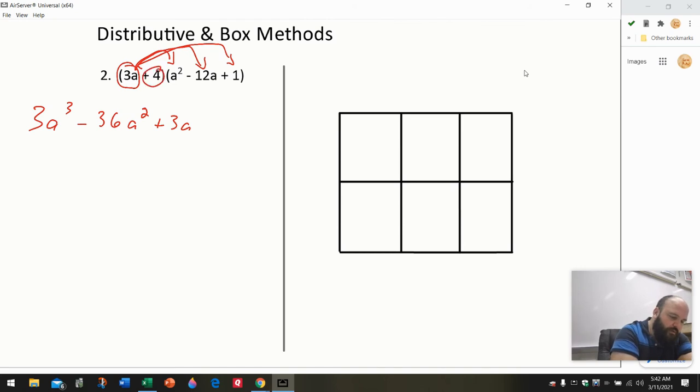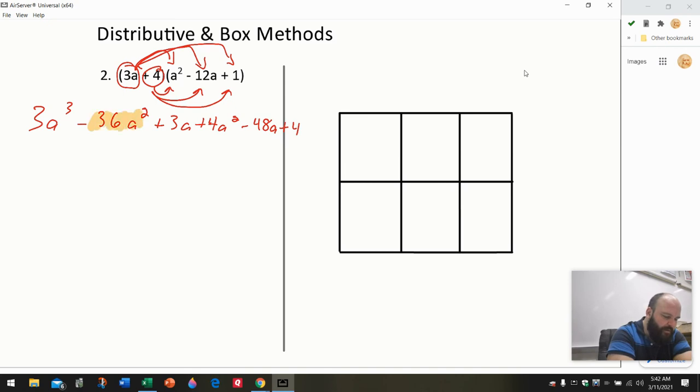Now we will distribute the 4. 4 times a squared is 4a squared. Then we have 4 times negative 12a. So 4 times negative 12 is negative 48a. And then lastly, we have 4 times 1, which is 4. All right, so now that we have distributed everything out, we will identify our like terms.